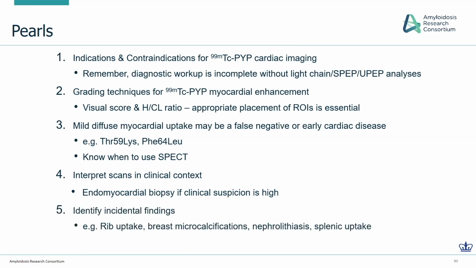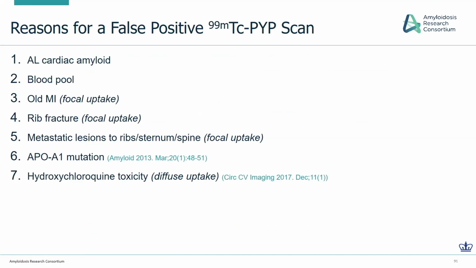And while uncommon, we heard about 5% of the time, rib uptake, kidney and splenic uptake can occur in individuals with PYP imaging, and those should be interpreted appropriately and further testing done as required clinically. Again, the false positive PYP scans, most importantly, AL amyloid. So if you have evidence of a monoclonal protein, you cannot rely on scintigraphy. You need to do a biopsy, typically of the involved organ.